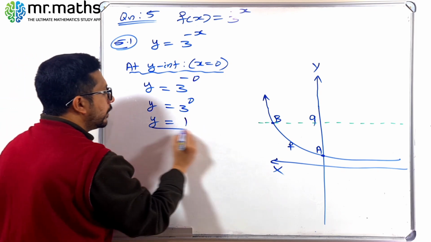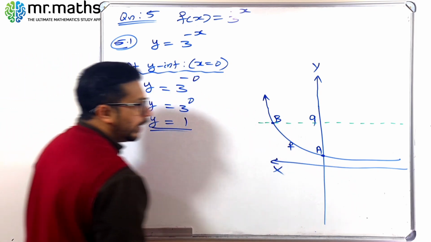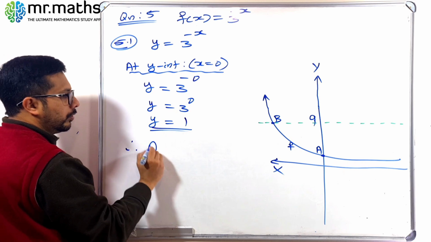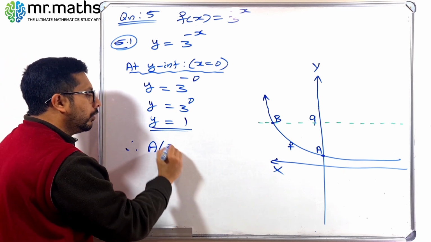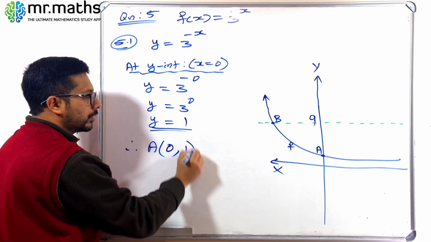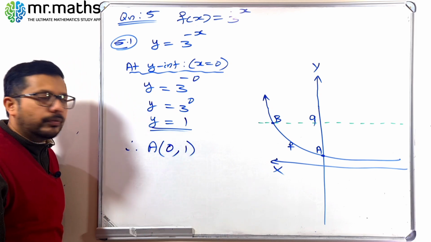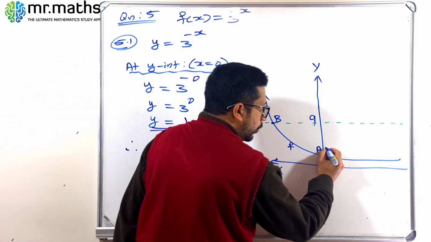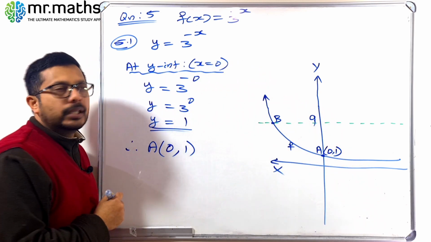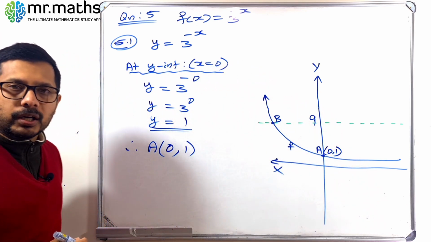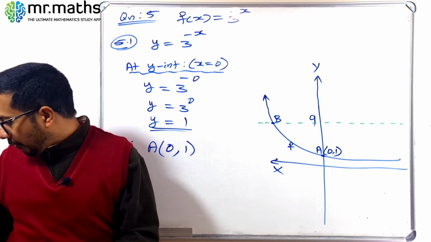So at this point A, the y-intercept, the value of x is 0, and the y value we got is 1. So 0 comma 1 is that point. This point is 0 comma 1. That is question number 5.1. Now let's go to question number 5.2.